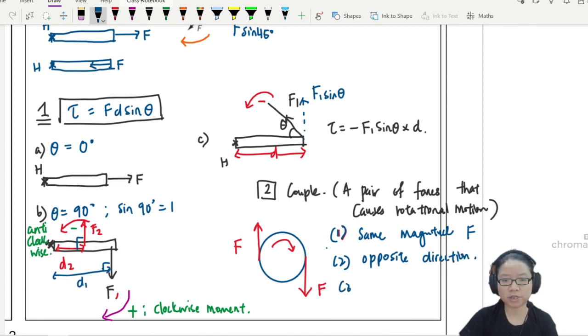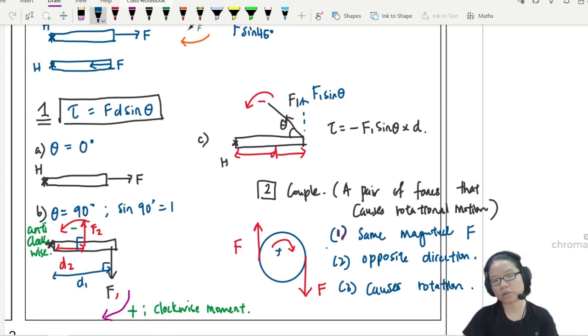Okay, and number 3, causes rotation. Okay, causes something to rotate. Like for example, this one will rotate in the clockwise direction.